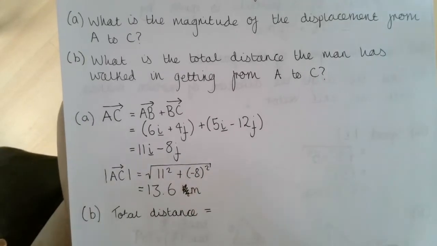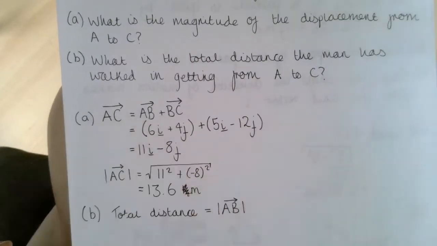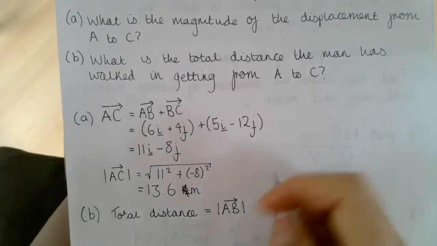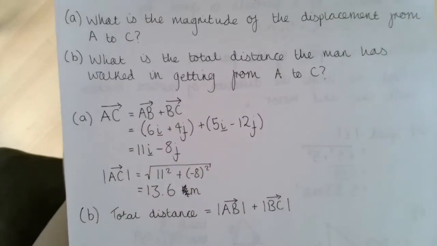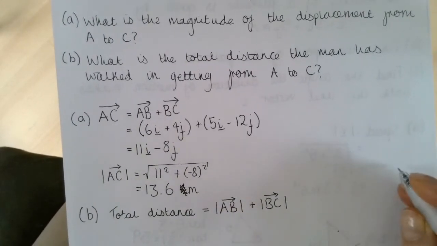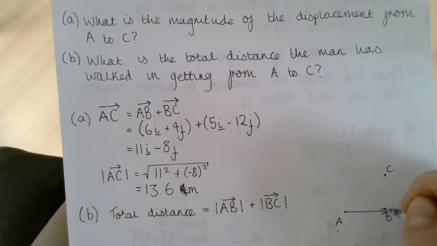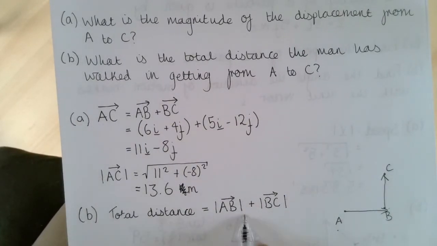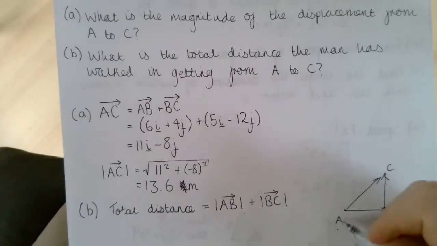So the total distance is equal to, we'd find the magnitude of the distance from A to B, and we would add the magnitude of the distance from B to C. So it's as if we've gone from A to B and then to C. So if, for example, our vectors looked like this, A, B and C, we'd be going from A to B and B to C to get that total distance. However, the total displacement would be going straight from A to C.